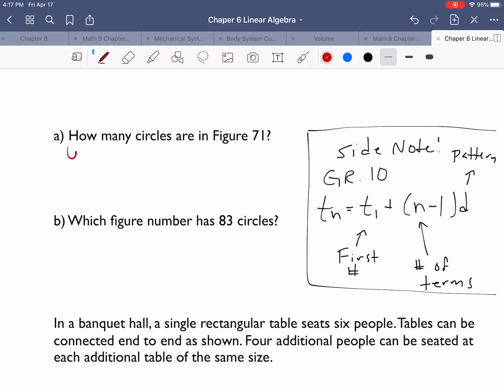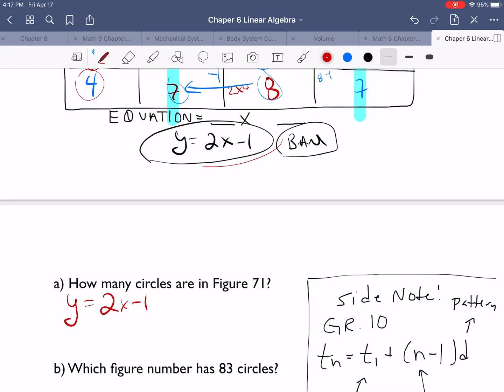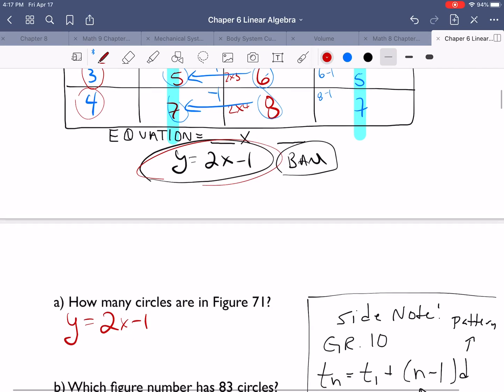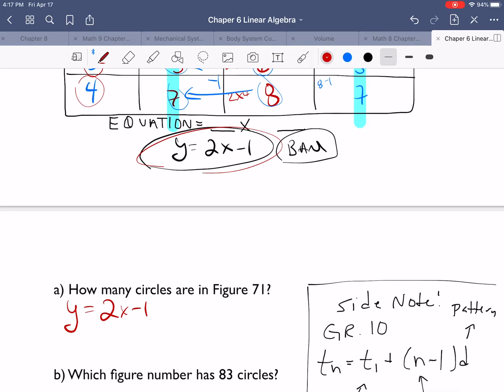So guys, we wrote down our formula, y equals 2x minus 1. That's the formula right here. I wanted to talk to you about these letters, x's and y's. I like to stay in x's and y's all the time, even if it gives me different letters, because I feel like my brain just gets it.